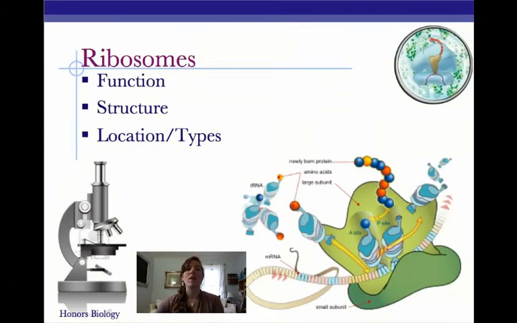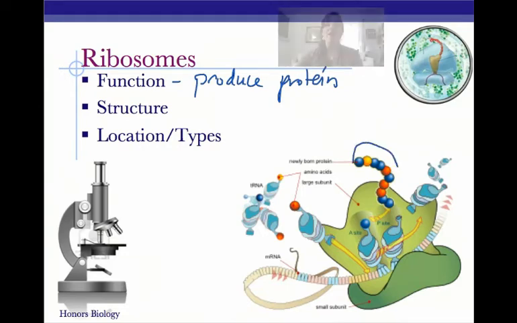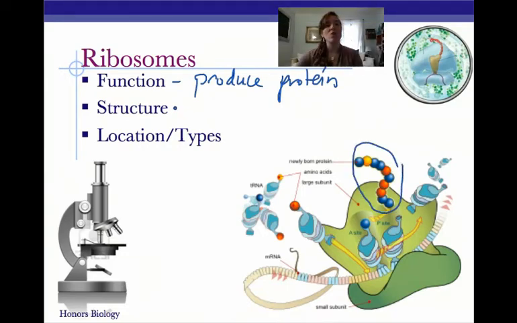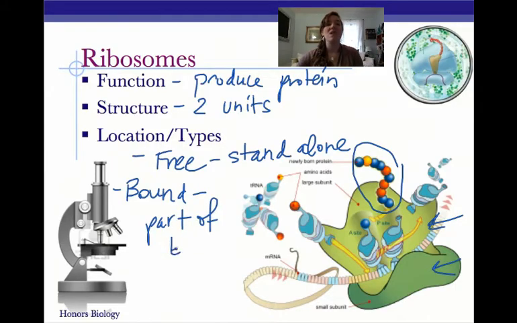Ribosomes can be thought of like the factories of the cell. Their whole job is to produce a wonderful and much needed product called protein. They are made up of two units, which you can think of as a top and a bottom. There are two types of ribosomes in the cell. There are free ribosomes, and that means that they are standalone protein producers and are not part of another organelle. And then we have bound ribosomes, which are part of another organelle, and that organelle is called the endoplasmic reticulum.